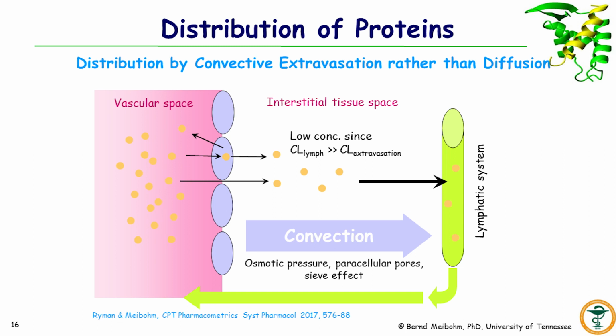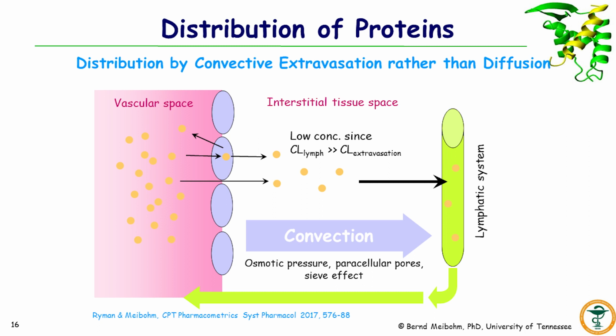Large therapeutic proteins follow this fluid flux. They do this by either paracellular or transcellular extravasation processes through the endothelial cells lining the blood vessels. That's indicated here, where you have the transcellular process as well as the paracellular process, usually through pores between the cells. The more important process is the paracellular transfer.